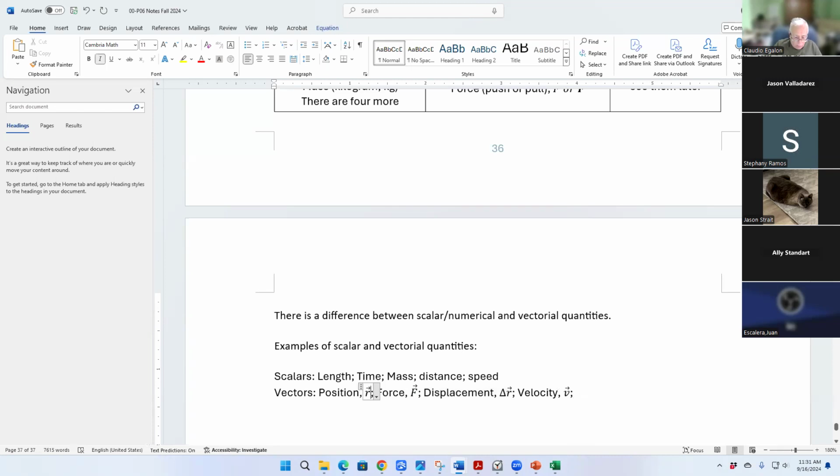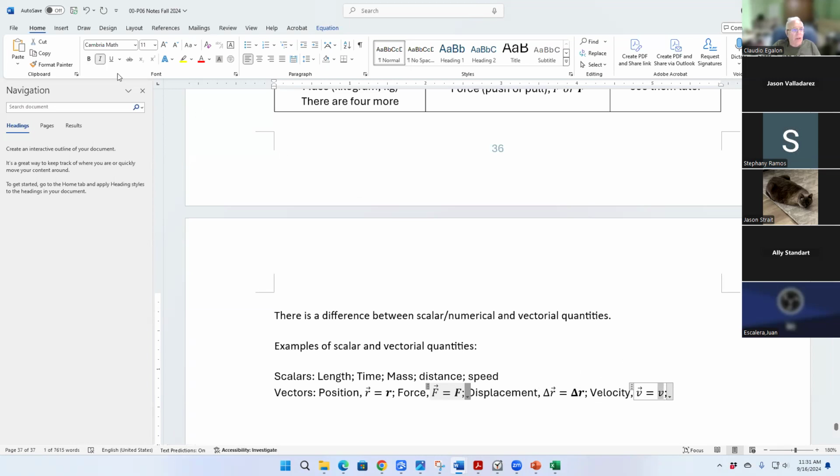But you will also see in many books that a vector can be represented in bold face. Some books, instead of putting the arrow at the top, just bold-face the quantity. In the case of the force, it's the same thing: they bold-face the letter F. They bold-face our delta R. That's another way, without the arrow, of denoting vectors. Velocity, similarly, a bold-faced V.